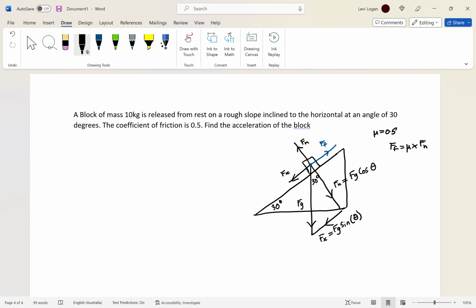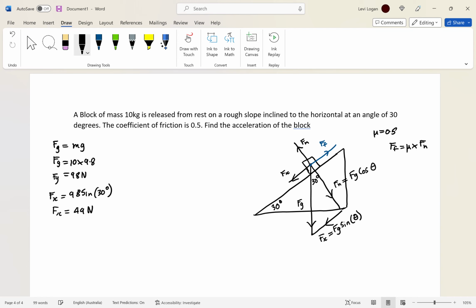Alright, so first we've got to find our force of gravity. So F subscript G is going to be mass times gravity. So Fg is going to be 10 times 9.8. Okay, putting that into your calculator, that's 98 newtons. Alright, so therefore our force down the slope is going to be 98 sine of 30 degrees. Therefore F subscript X is going to be, putting that into a calculator, sine 30 degrees, 49 newtons.